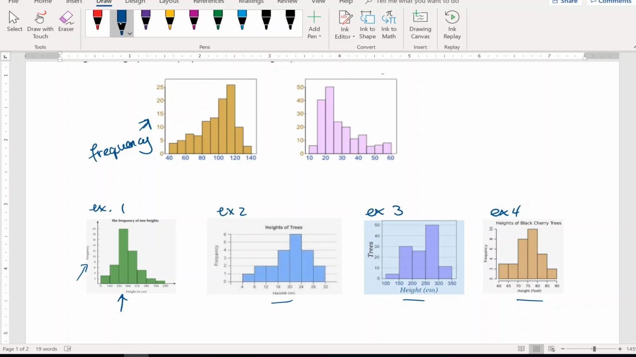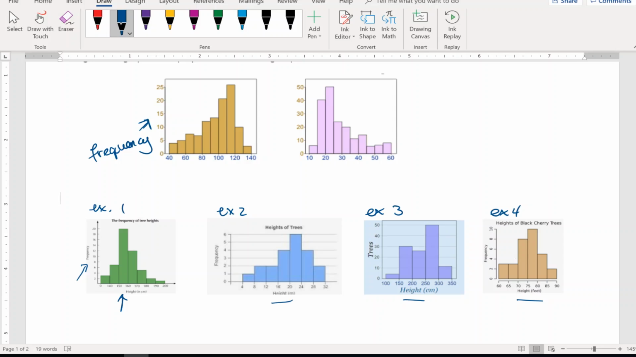And then looking at example 3, they seem to be all over the place. This is tree height in centimeters. There's more between the 250 and 300 centimeter mark, but they're a bit all over the place. And then with our last example, again, there seems to be more between the 75 and 80 mark than anywhere else. So that is how a graphical display would look like of data.